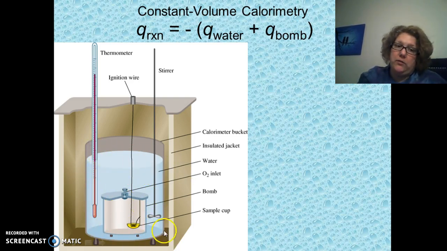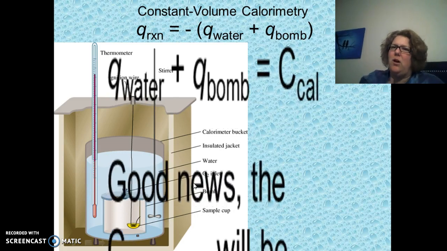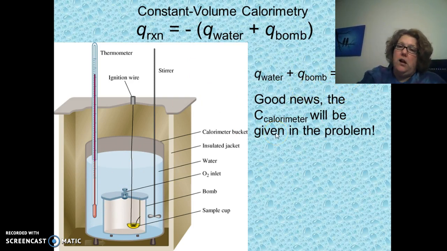And once you figure out the Q of the whole thing, that's the Q of your reaction, just the opposite sign. These will always be exothermic because they're combustion reactions, so you'll always have a negative Q. So the Q of the water plus the Q of the machine, and the vessel and everything, that's what equals the heat capacity of the calorimeter. The good news is in the lab, I had to figure this all out, figure out the heat capacity of the calorimeter and stuff. But for you guys, it'll be given to you in the problem.